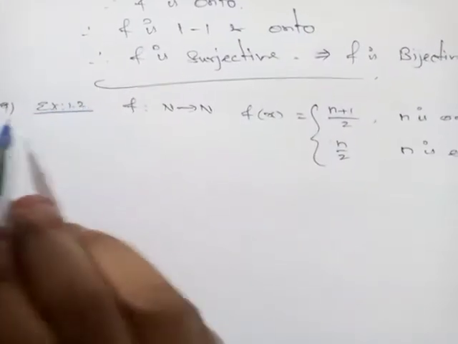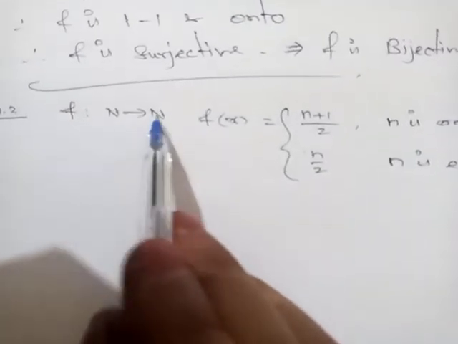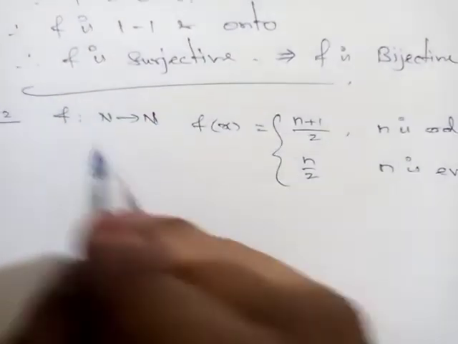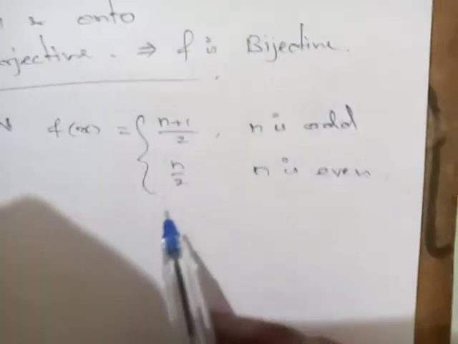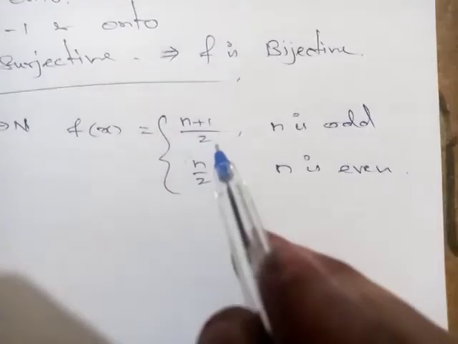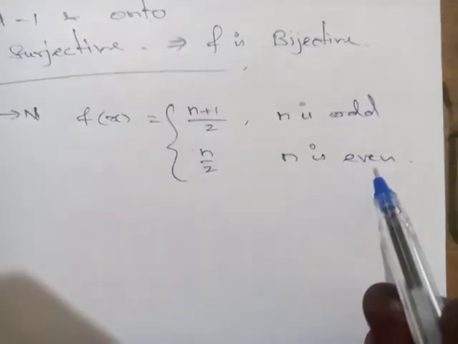Exercise 1.2, ninth question. The function f from N to N, natural number to natural number, that is domain also natural number, codomain also natural number. The function is f of x is equal to (n plus 1) by 2 where n is an odd number, n by 2 where n is an even number. Now we have to check whether it is 1-1 and onto, or both 1-1 and onto, or only 1-1.